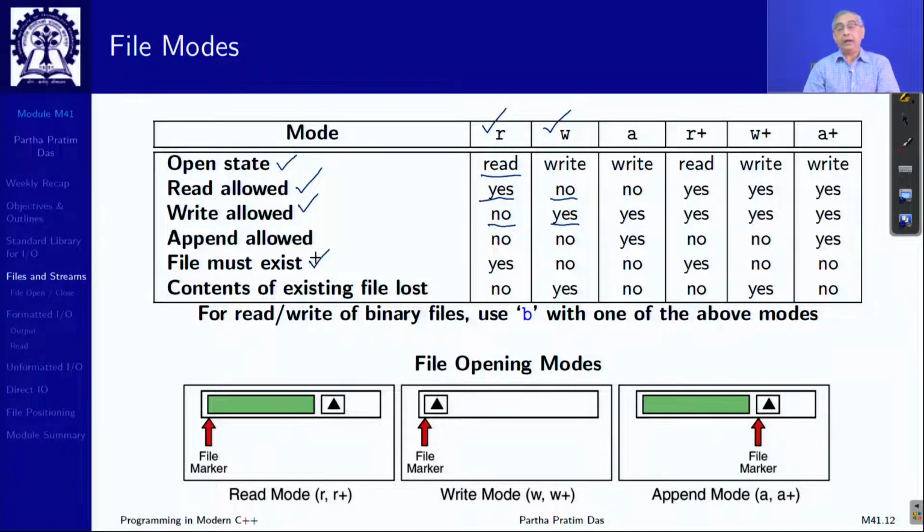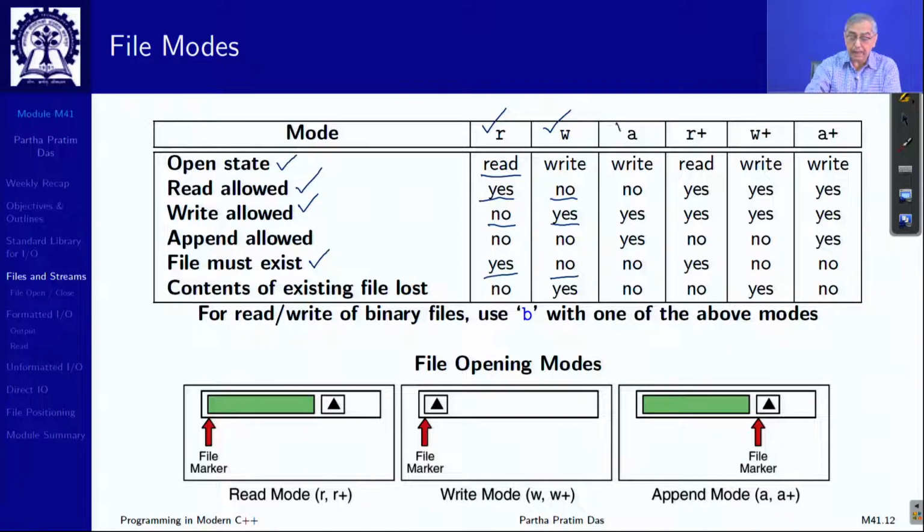If the file is being opened in the read mode, it must exist, otherwise you will have an error, but in the write mode it will not need to exist. If it exists, it will be cleared, all contents will be cleared and overwritten new, and if it does not exist, a file will be created, right. So, this is the basic difference between the read and write mode.